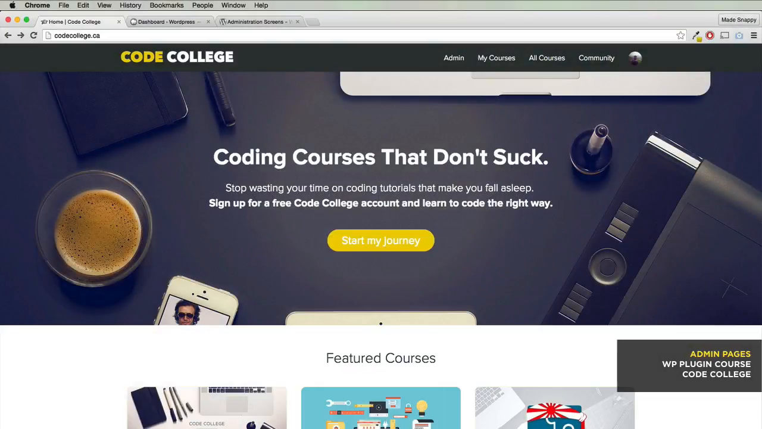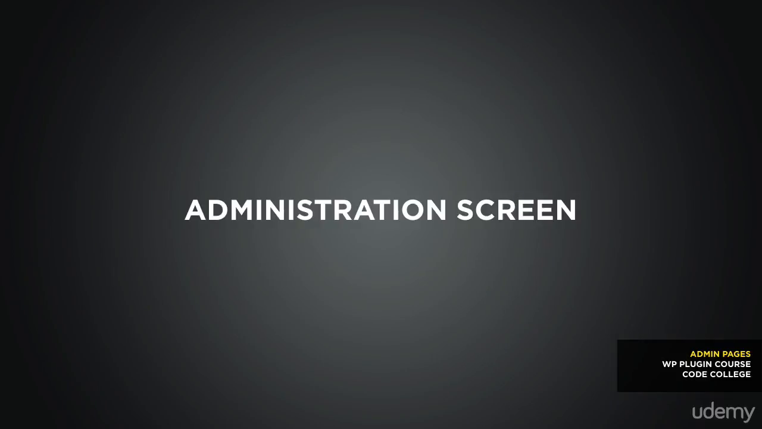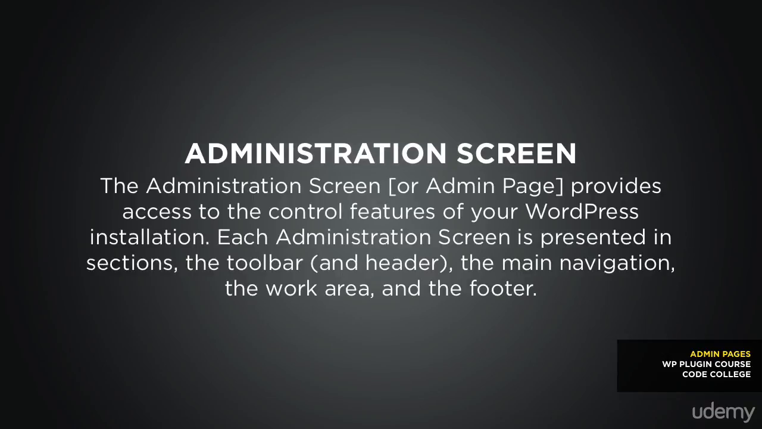Hey guys, now that we've created our plugin header data and WordPress knows about our plugin, it's time to start coding some functionality. So we're going to start by creating some admin pages, and WordPress also refers to them as admin screens. So according to WordPress, the administration screen or admin page provides access to the control feature of your WordPress installation. Each administration screen is presented in sections: the toolbar and the header, the main navigation, the work area, and the footer.